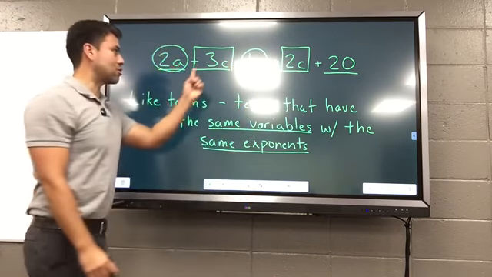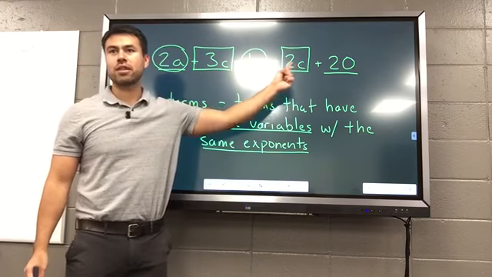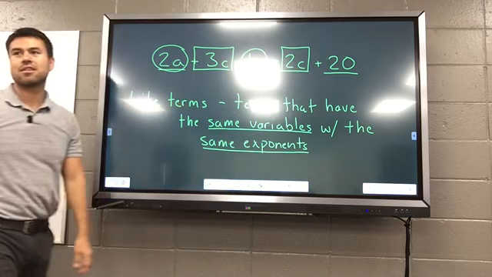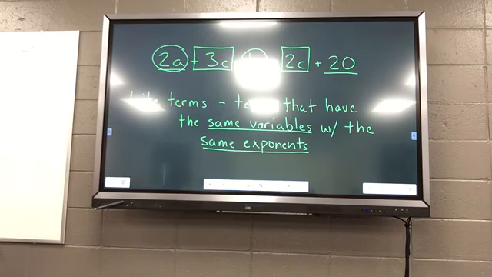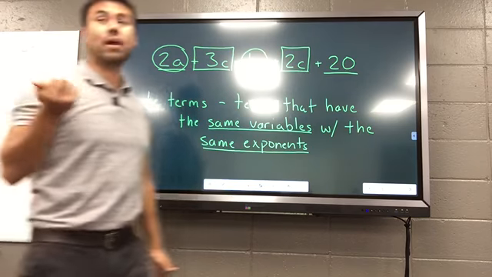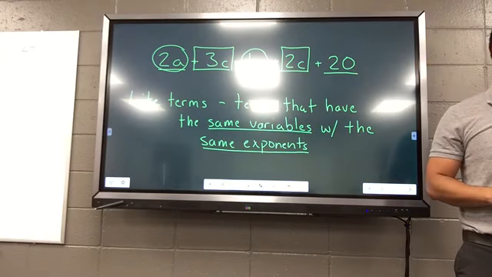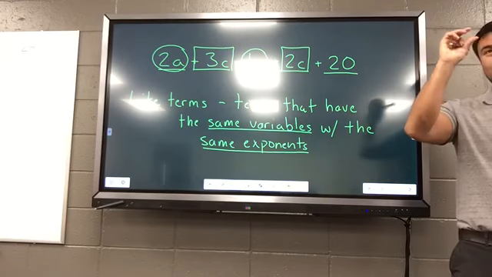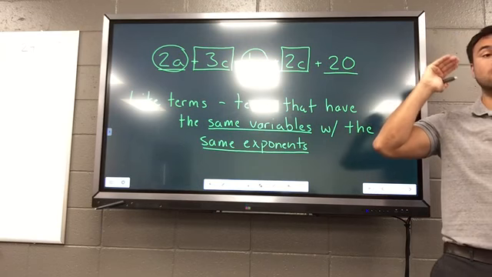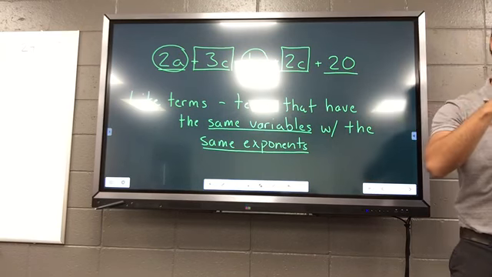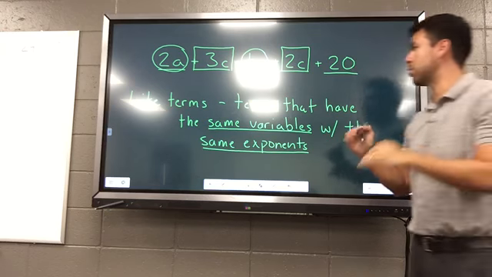What about 3C and 2C? Someone explain why they're like terms. Darius: Because they have the same variable with the same exponent. Good. Does it matter the way I'm saying that? You can have both having an exponent of 2, but they don't have the same variable, so they're not like. They have to have both.